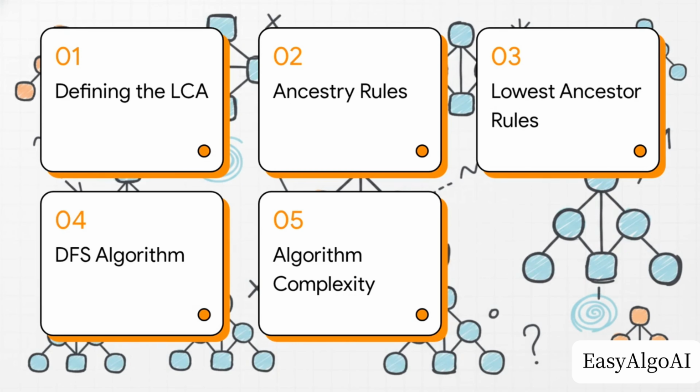Okay, here's our quick roadmap for today. We'll start by defining the LCA problem, move into visualizing the ancestry rules, outline the lowest ancestor conditions, implement our depth-first search algorithm, and wrap up with algorithm complexity.